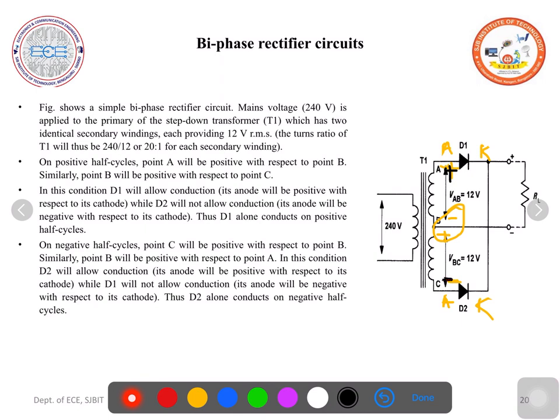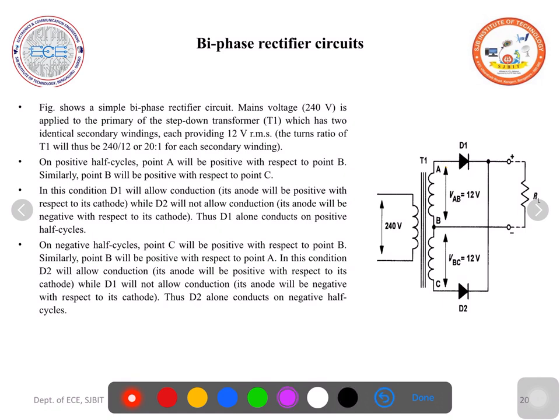The negative potential at the bottommost terminal of the bottom half of the secondary winding will make the anode to be at negative potential. So D2 is off, no current flows. So during a positive half cycle, D1 conducts. Now let us move on to the negative half cycle.